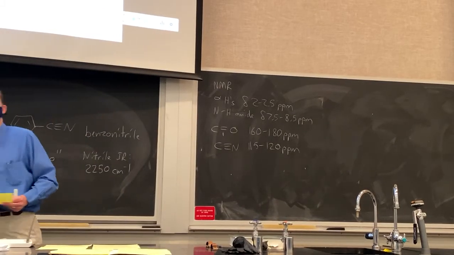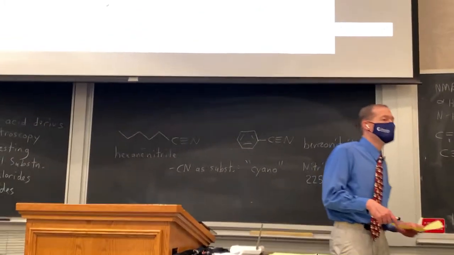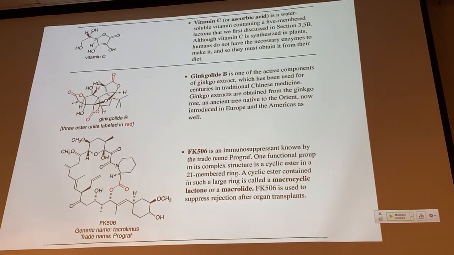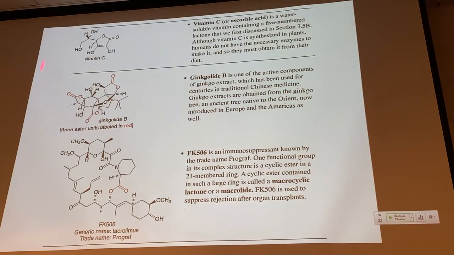So cyclic esters are lactones, and there are many different lactones that exist in nature. Vitamin C is one of the more famous ones. Ginkgolide B is part of ginkgo biloba extract. This is something you can buy at a health food store. It's used in Chinese medicine for a variety of purposes. Some believe that it enhances your memory. Whether that's true or not, I'm not sure, but it is a popular substance, and ginkgolide B is one of the main constituents of ginkgo biloba extract.